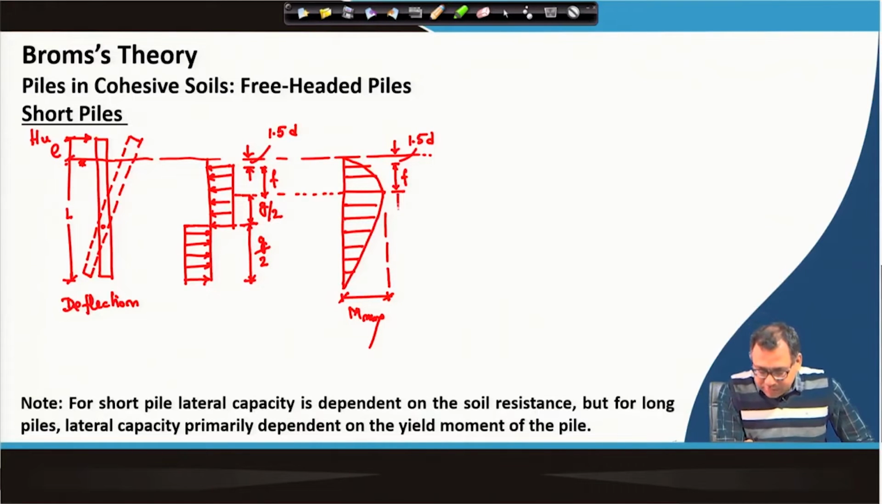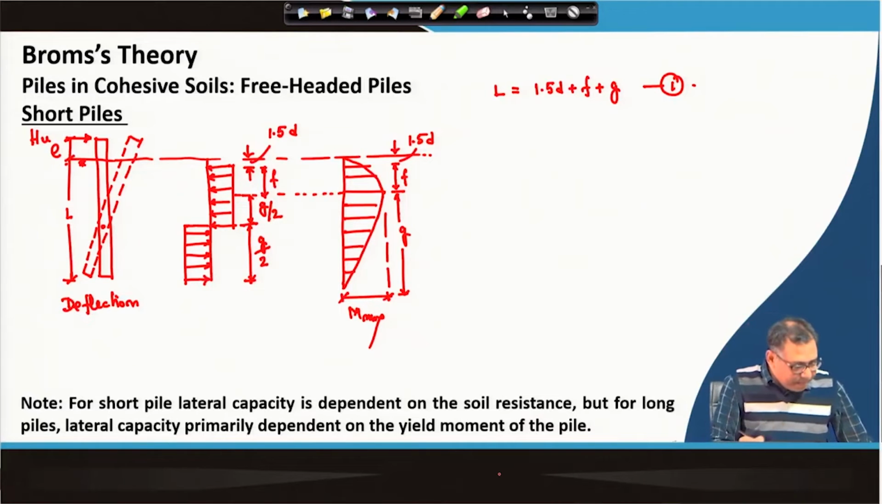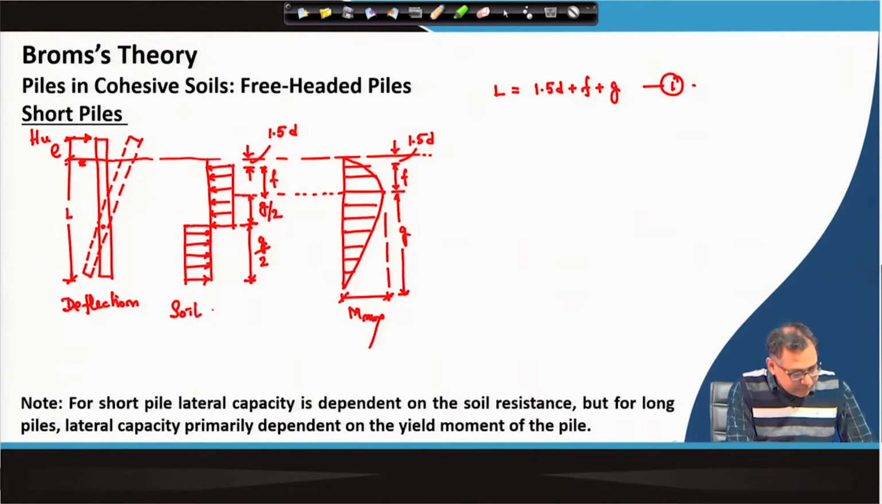So, I can write this distance as g. The total length of the pile L can be represented as L equals 1.5 D plus f plus g. This is an equation. The total length is 1.5 D, up to which there will be no soil reaction, then plus f, at which point there will be a maximum bending moment, then plus g is the rest of the portion. So, total L is 1.5 D plus f plus g. Okay. Now, for the short pile, this is the pressure distribution, bending moment diagram and deflection pattern. I can write this is the soil reaction, and this is the bending moment.